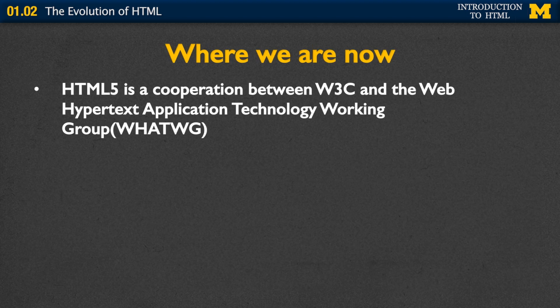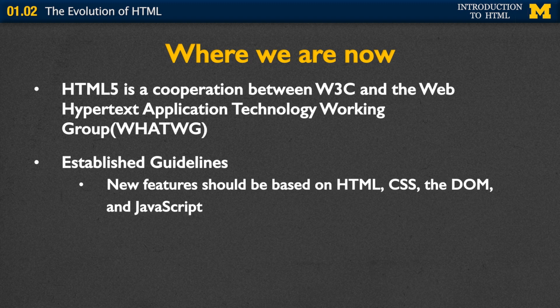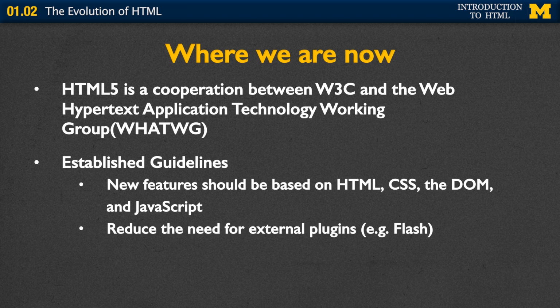HTML5 is a cooperation between the W3C and the Web Hypertext Application Technology Working Group. And what they've done is they've established these 4 guidelines for how HTML5 should be approached as browsers go to support it. The first idea is that new features should be based on HTML, CSS, which is the styling language, the DOM, and JavaScript, nothing more. They want to reduce the need for external plugins. It's very frustrating when you're on a browser and you find that you can't watch the video that somebody posted.